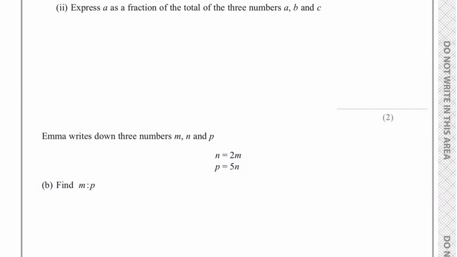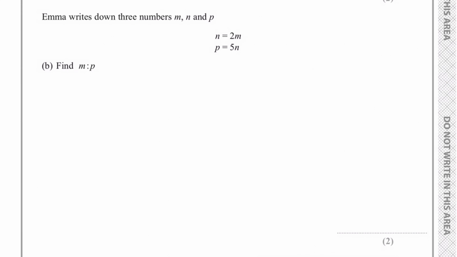In part A II, we have to write down A as a fraction of the three numbers A, B, and C. In part I, we worked out that A to B to C is equal to 2 to 6 to 5. So to find the total of the three numbers, we can add 2 and 6 and 5 all together, and that gives us 13. We can see now the total value is 13 and A only takes up 2. Therefore, A as a fraction of the total of the three numbers is simply 2 over 13.